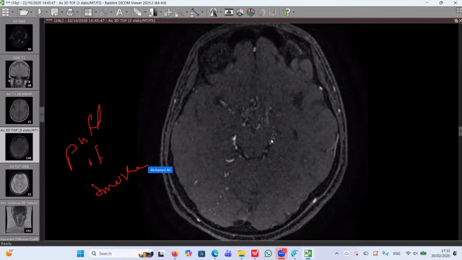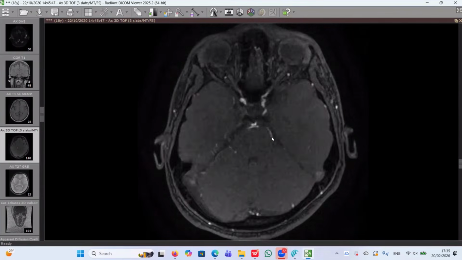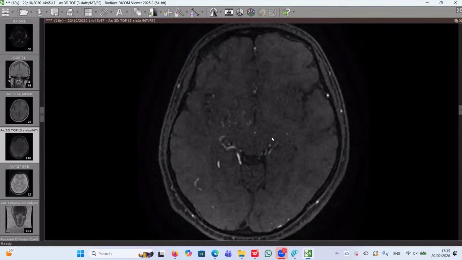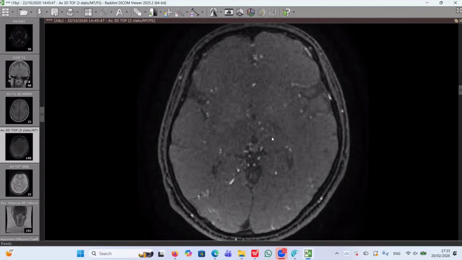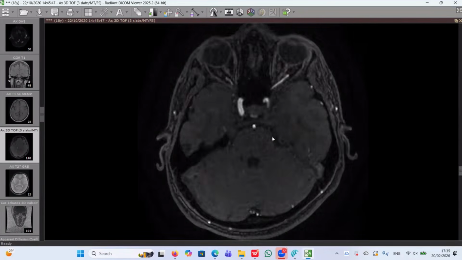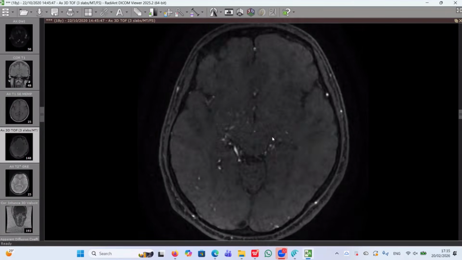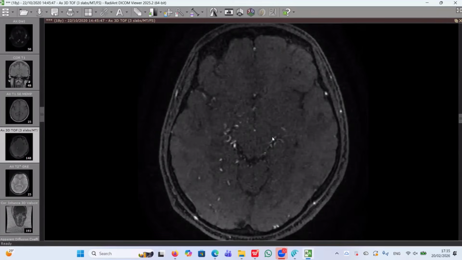Puff of smoke. So this can be Moyamoya disease or Moyamoya syndrome. Do you know the difference? How can we differentiate between these two terms? I think if the patient is symptomatic, it's syndrome, otherwise disease. Are you sure? No, I'm not sure.